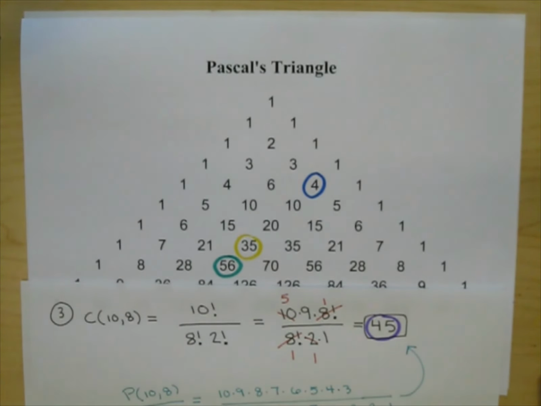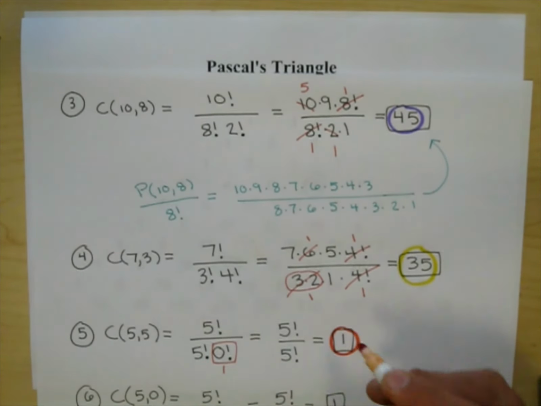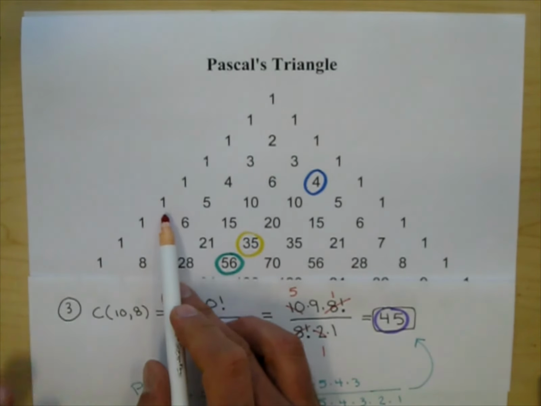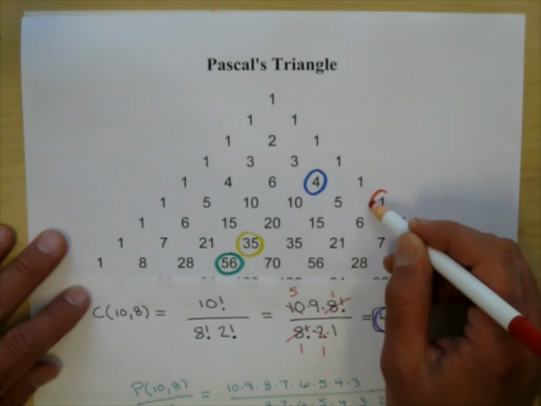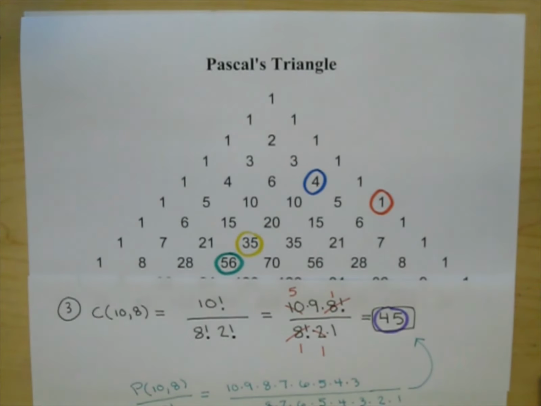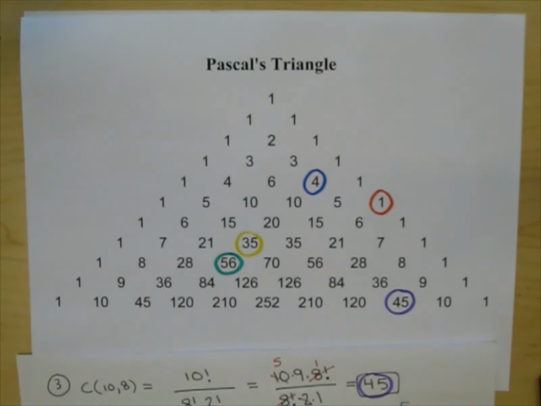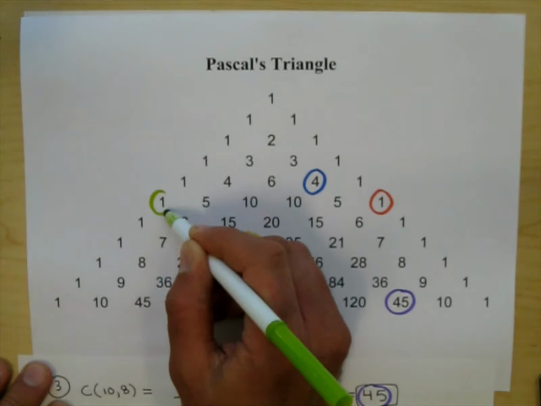The next one, I guess I'll use red. 5 choose 5. So 5 choose 5, you go to row 5 and you move over 5. 1, 2, 3, 4, 5. And here's the symmetry that we were talking about. I think I'll use this color right here. 5 choose 0 was 1. So you go to row 5, choose 0. That means you're not moving over. You end up getting 1.